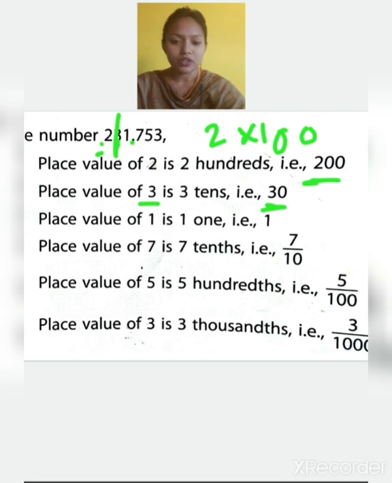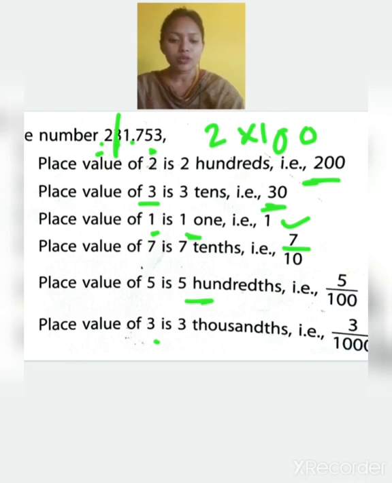Similarly, 1 is on which position? The ones position. So 1 multiplied by 1 is 1 again. And 7 is on which position? The tenth position. So it is 7 upon 10, we can say 7 tenths. And 5 is on the hundredth position, so it is 5 upon 100. And similarly 3 is on the thousandth position.